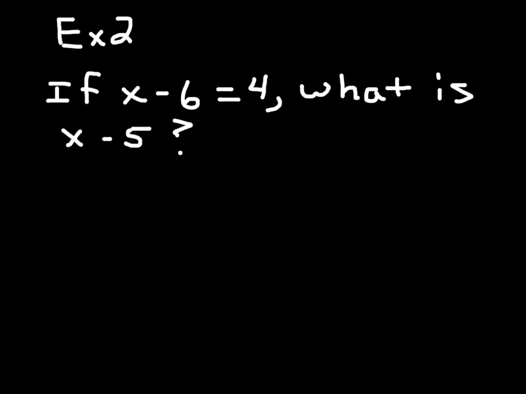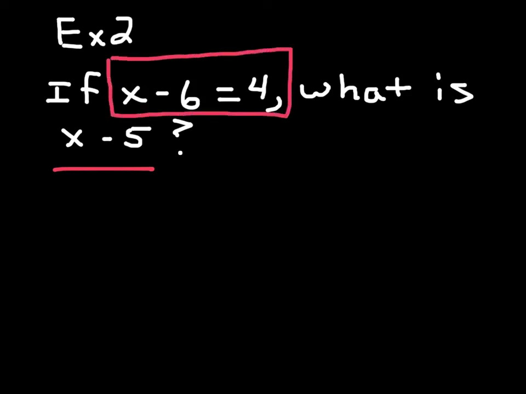Let's take a look at example 2, our second example and our final example. It says if x minus 6 is equal to 4, what is x minus 5? Well, if we're going to figure out what x minus 5 is, first of all, I have to know what x is, right? And I can figure out what x is by solving this equation right there. So they're subtracting 6, we're going to add 6.